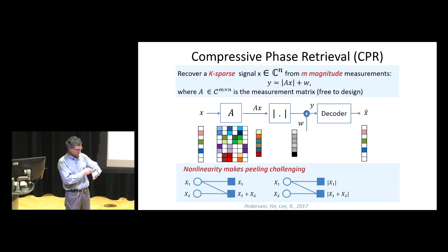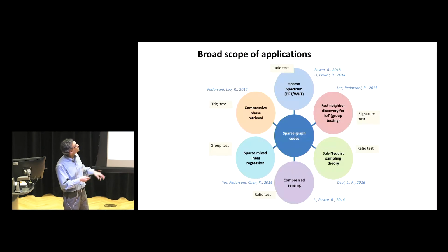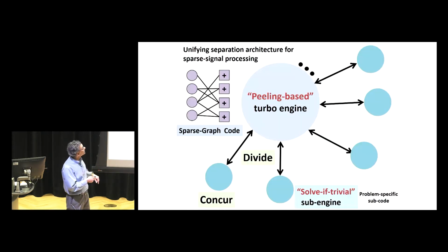And I think I will skip the phase retrieval, but just highlight the fact that all of these will require very specialized tests in the identification phase. And in particular, if you do that, a problem-specific subcode for doing the identification, along with a turbo engine, which is the sparse graph code, will uncover all of this.